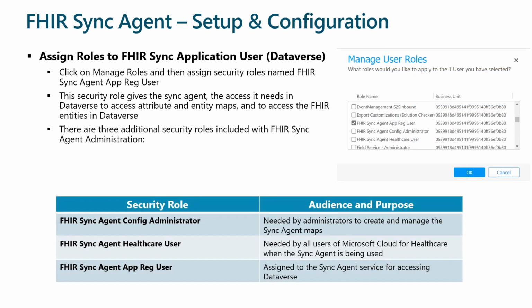After creating the application user in Dataverse, you need to assign roles. You can assign the roles from manage roles on the user, and select the FHIR Sync Agent app res user. This role gives the sync agent the access it needs on the Dataverse side to access attribute and entity maps. In addition to this FHIR Sync Agent app res user, there are two additional roles.